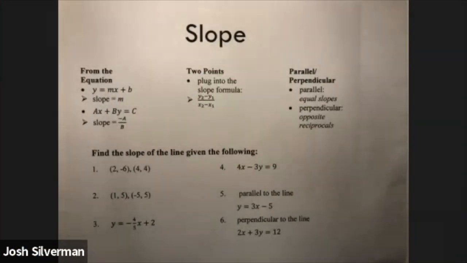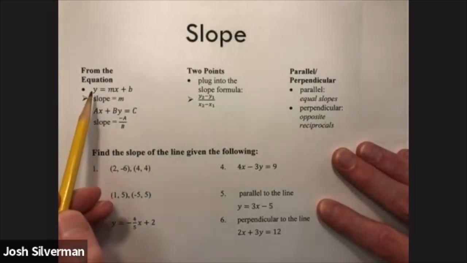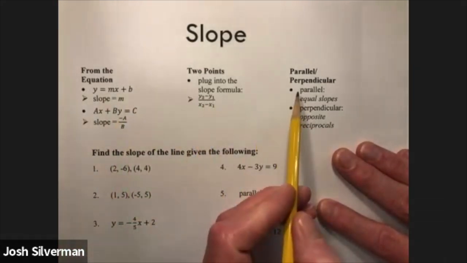Today's lesson is slope. Let's take a look. All right, so right here we've got the three main slope topics: finding the slope from an equation, finding the slope from 2 points, and finding the slope from parallel or perpendicular lines.